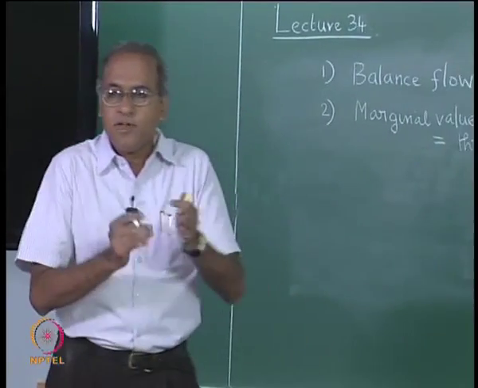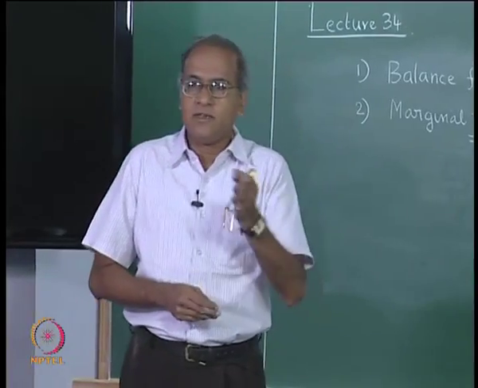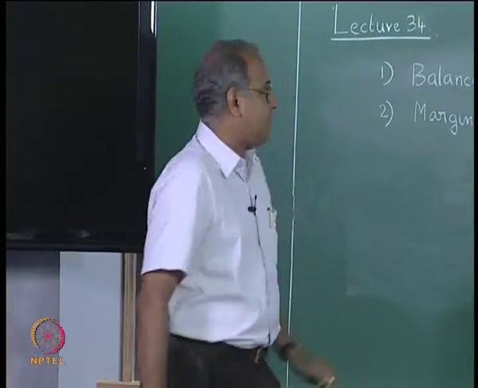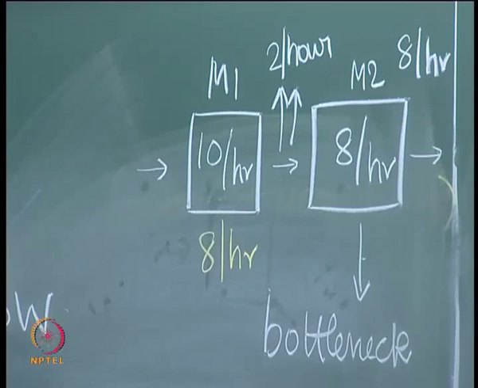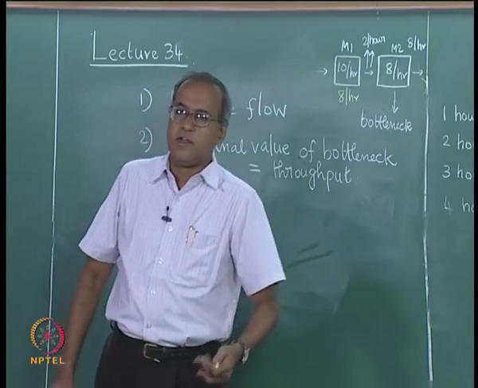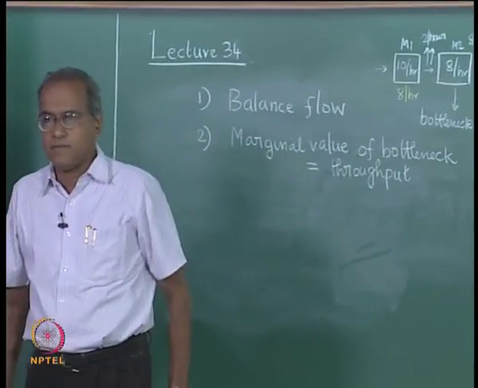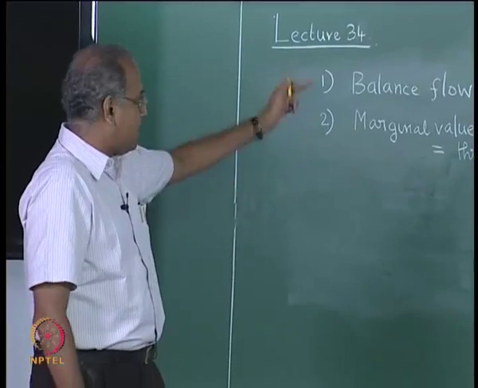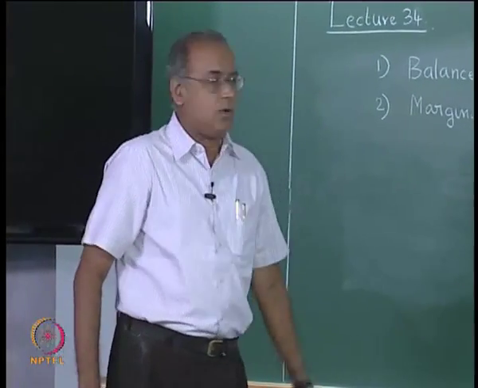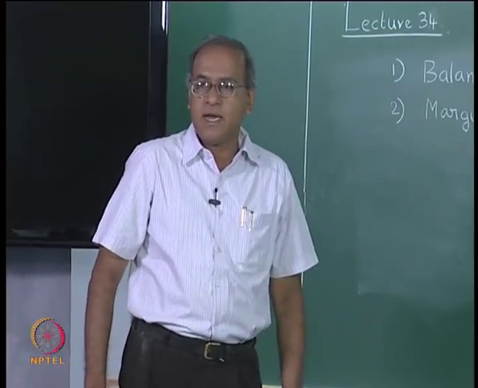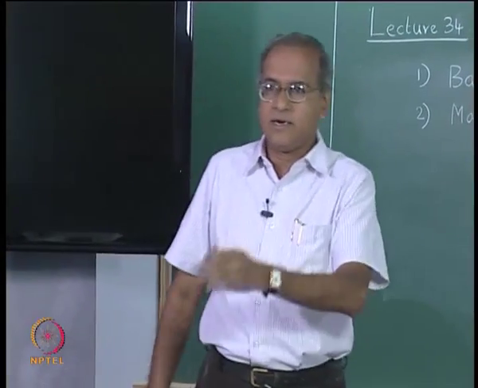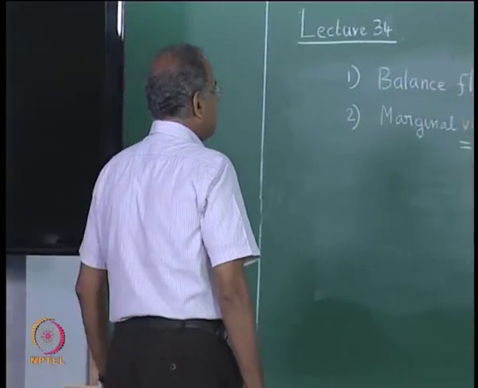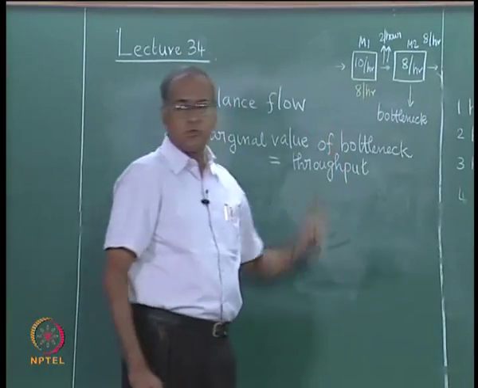So, if we have to spend money to increase the capacity of either this machine or this machine, we will realize that increasing the capacity on the bottleneck machine will always increase the throughput. So, if we increase the capacity to 9 per hour from 8 per hour, then the throughput increases from 80 to 90. So, marginal value of bottleneck is equal to throughput.